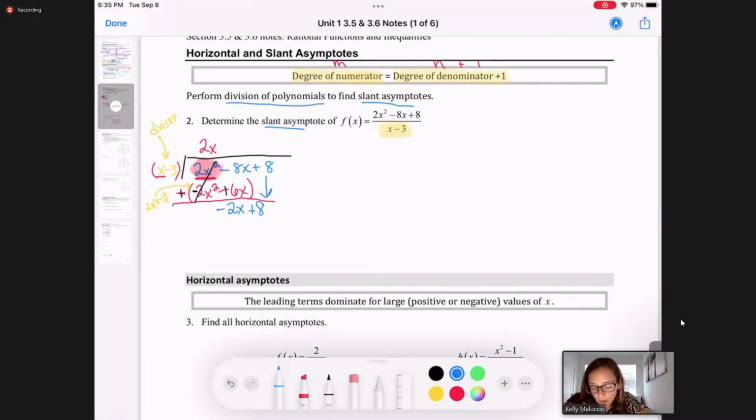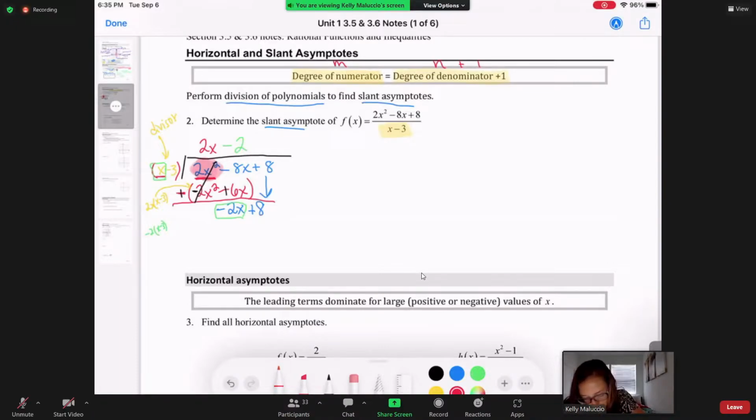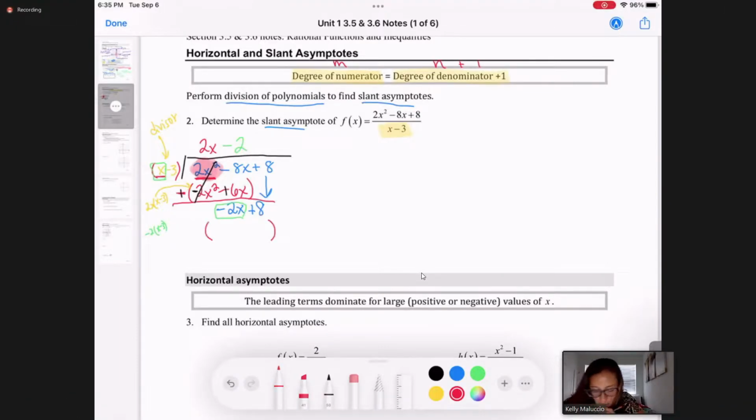Okay, so now I have negative 2x. What can I multiply by to get rid of that negative 2x, to make those the same? It's going to be just negative 2. So in my answer on the top, I just write minus 2. And then remember, I'm going to say negative 2 times x minus 3, and that's what I'm going to write in the parentheses again below this. So it's going to be negative 2x plus 6, I think.